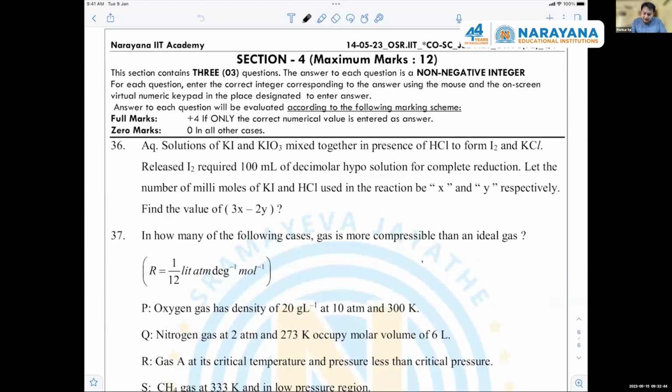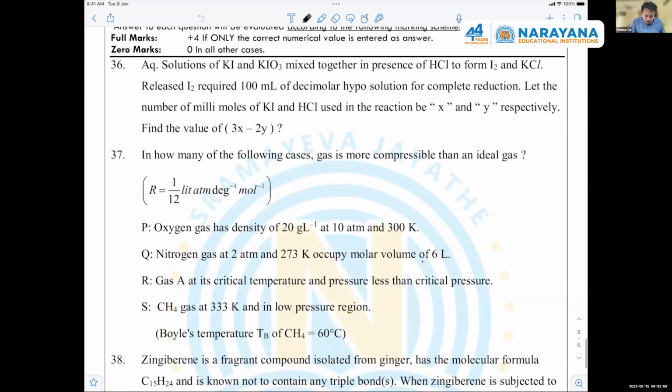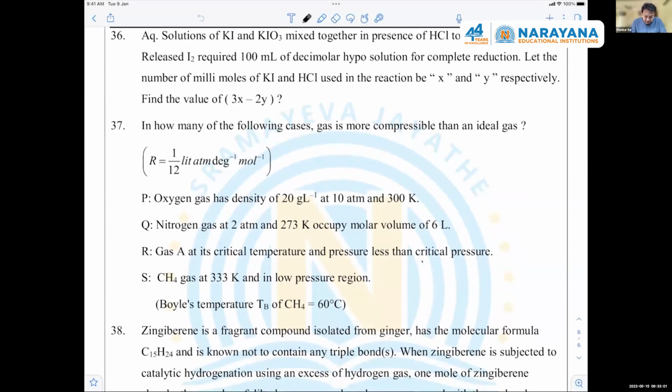If anybody uses the equivalent concept, they are going to get the wrong answer, because HCl is only the excess component, a spectator ion. So you cannot talk about the equivalents of HCl. You will have to virtually balance this equation to get the moles of HCl. Question number 37. Are there any doubts?